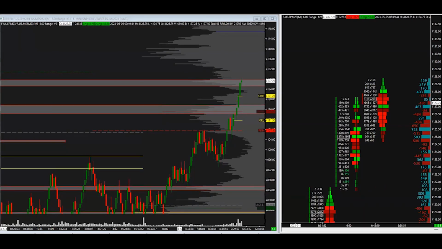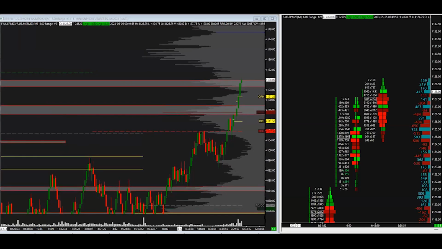Where did you cut the long? 4105. I tightened the stop too much. Oh, shit. Earlier on, yeah. It is what it is. Tough to watch, though. Whatever. Green is green. Big deal.